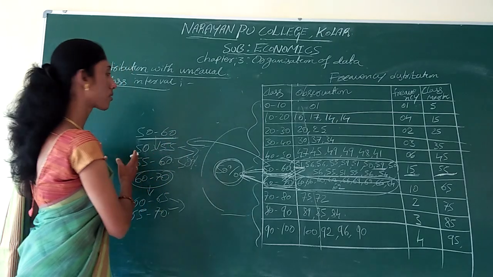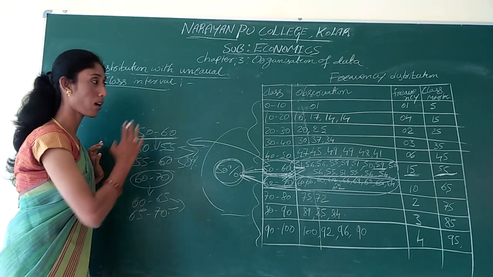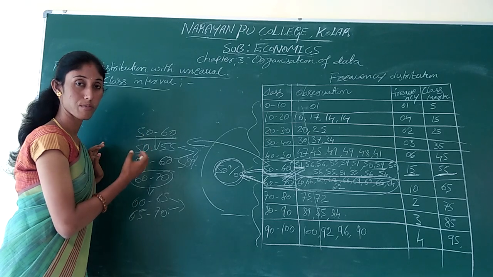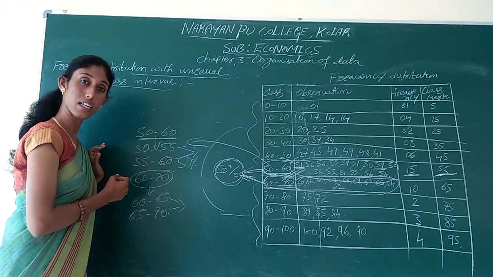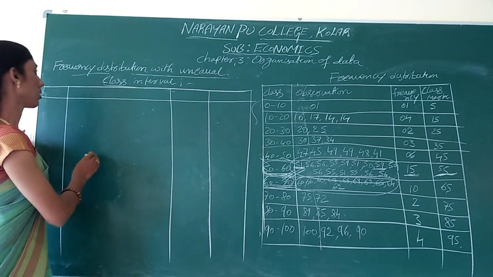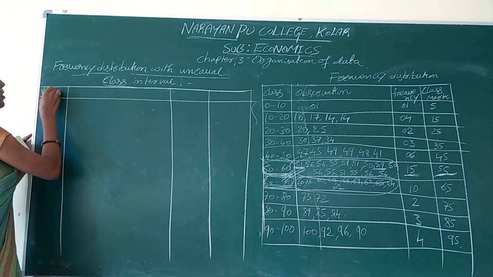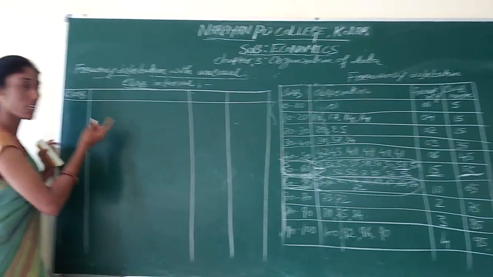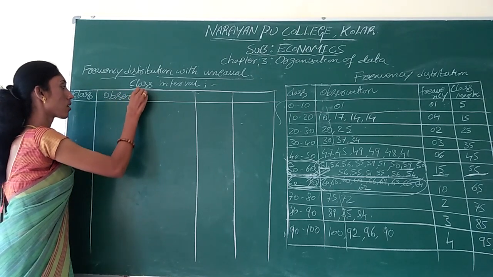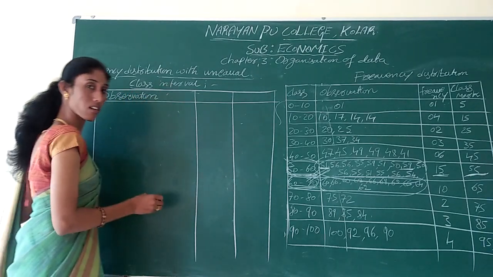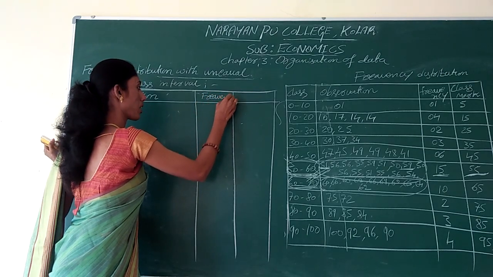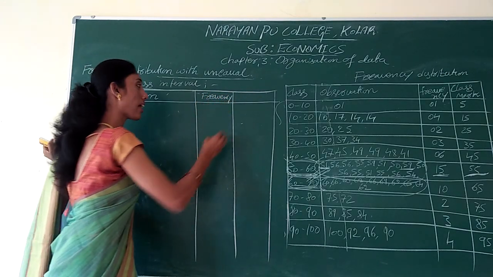Now we are going to discuss how to make an unequal class interval for a proper frequency distribution. Here the first column is class, the second column is observation as usual, the third column is frequency, and the fourth column is class mark.